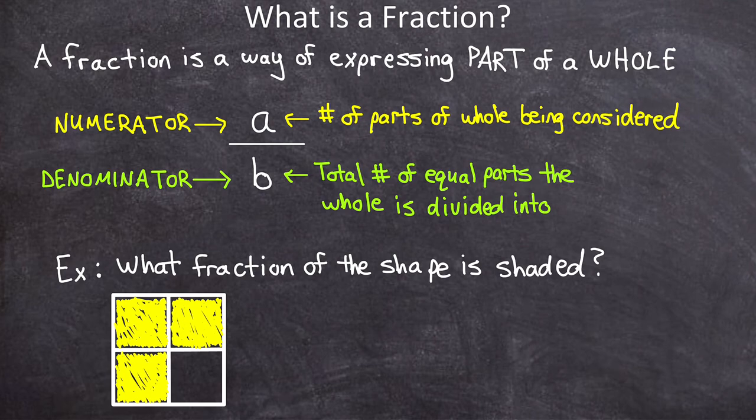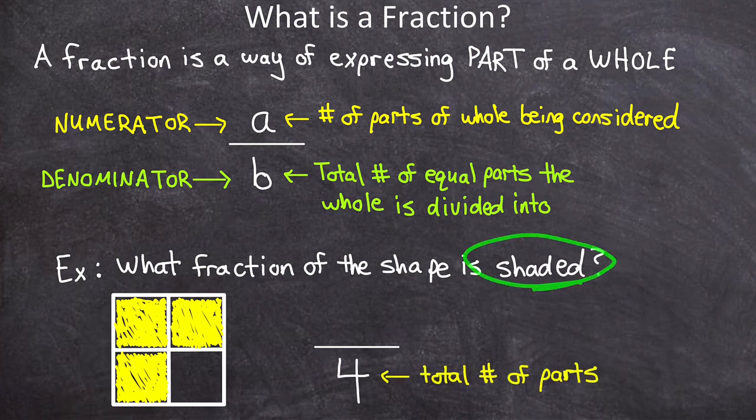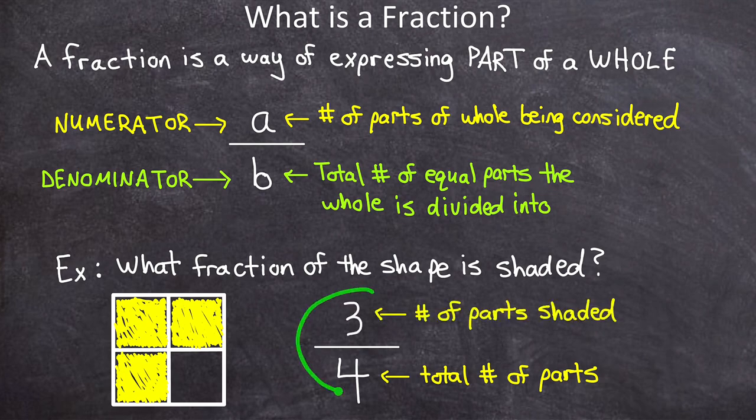So to represent this as a fraction, I'll draw my horizontal line. In the denominator, since the square has been divided into a total of 4 equal parts, I'll write a 4. And since we're considering what fraction of the shape is shaded, in the numerator will be the number of parts that are shaded in. I see 3 of them are shaded in, so 3 goes in the numerator. So our answer is 3 over 4, which can be read as 3/4, and we interpret it to mean that 3 out of the 4 parts of the square are shaded.